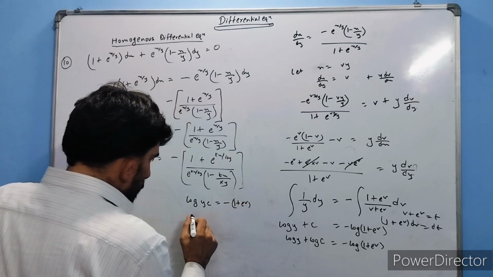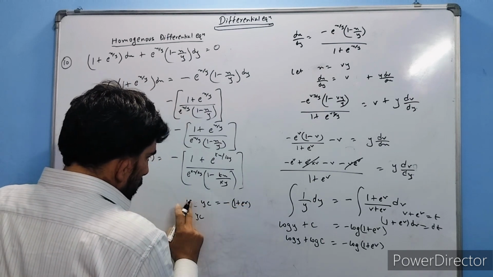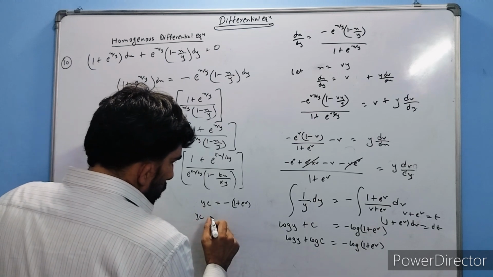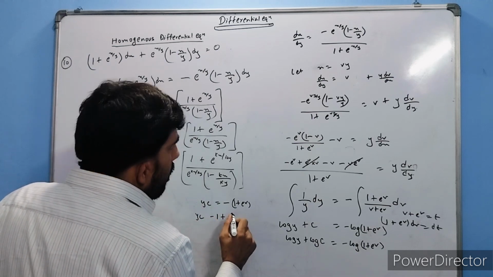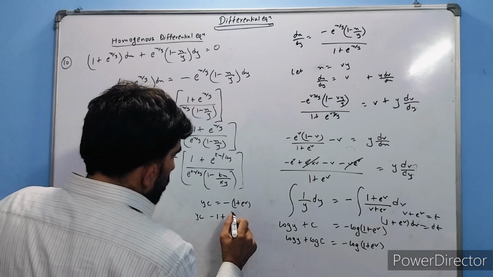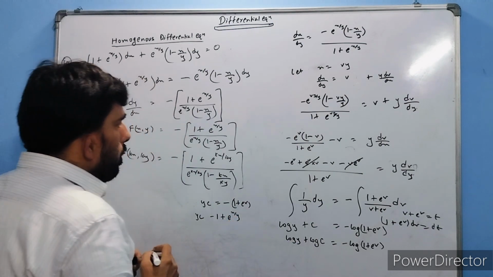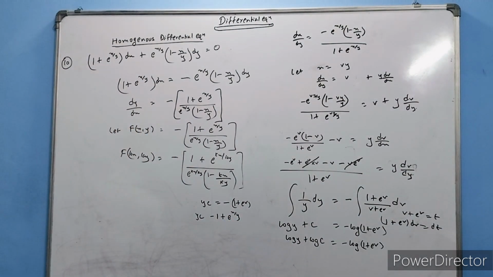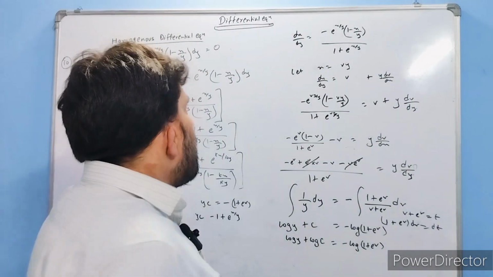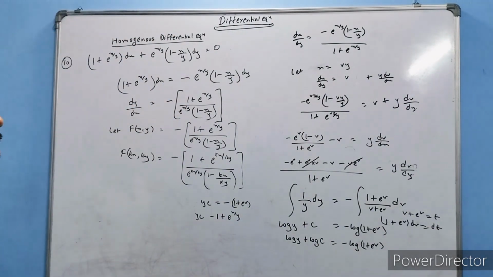So now we can write yc is equal to minus 1 plus e raised power v, but we have taken v as x upon y. That is how we are able to find the general solution of the given differential equation.